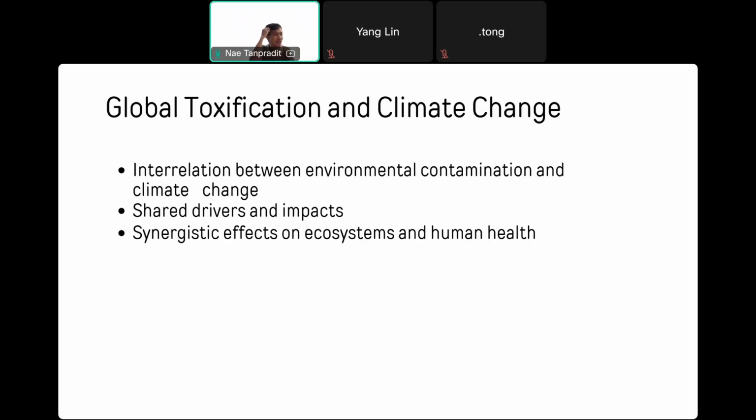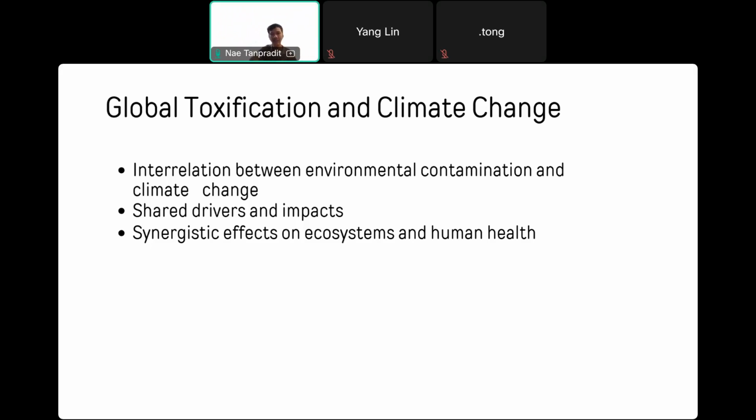Okay, and toxification and climate change. Why are we talking about this topic here? Because these are all factors of the problems of pollution. Pollution is not the sole problem, but it links to other problems. One problem linked to another problem can be the cause of the other problem, and the other problem can worsen the same problem, like this.